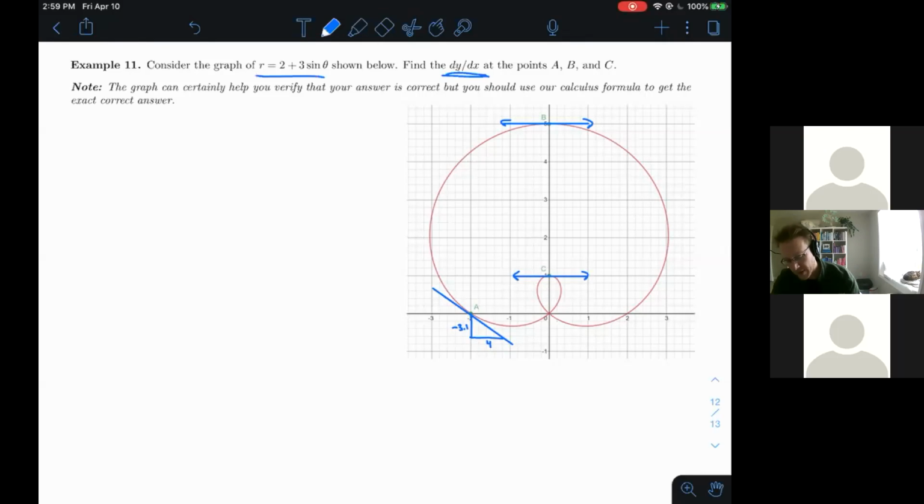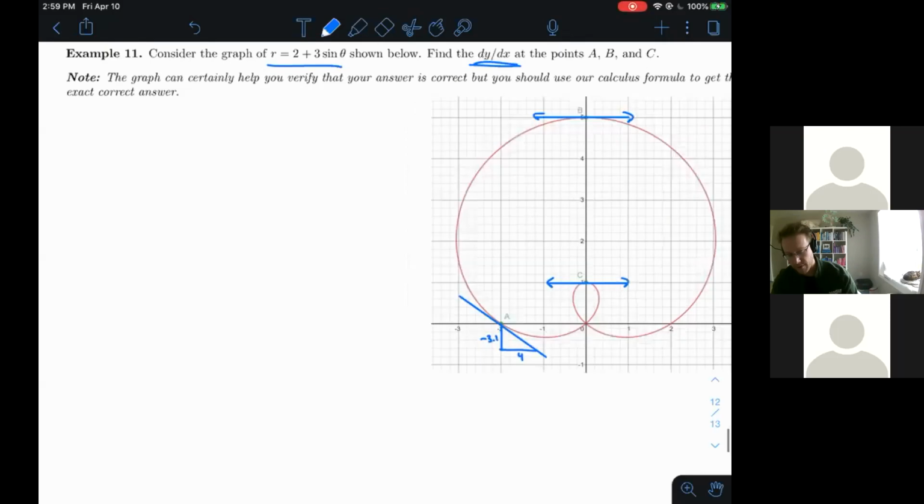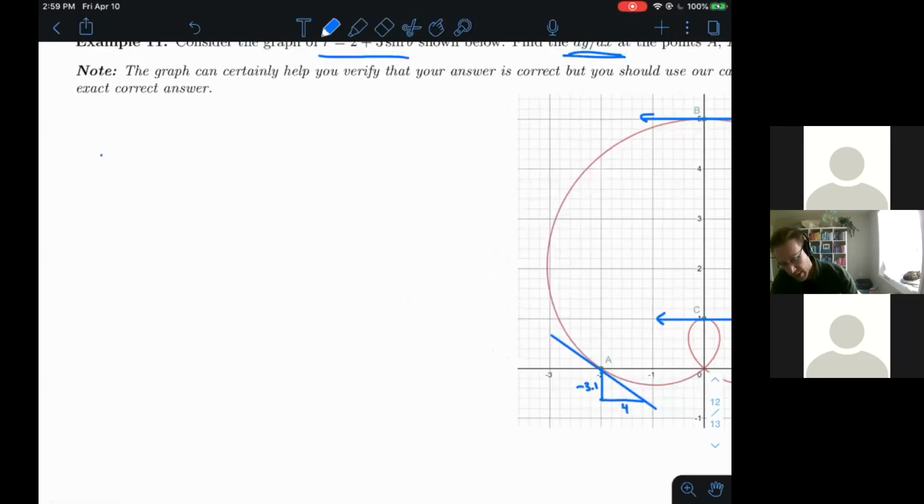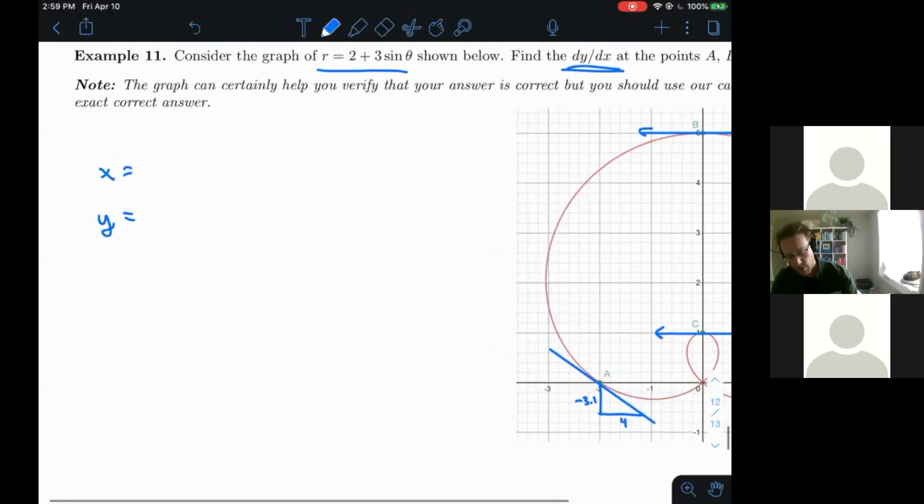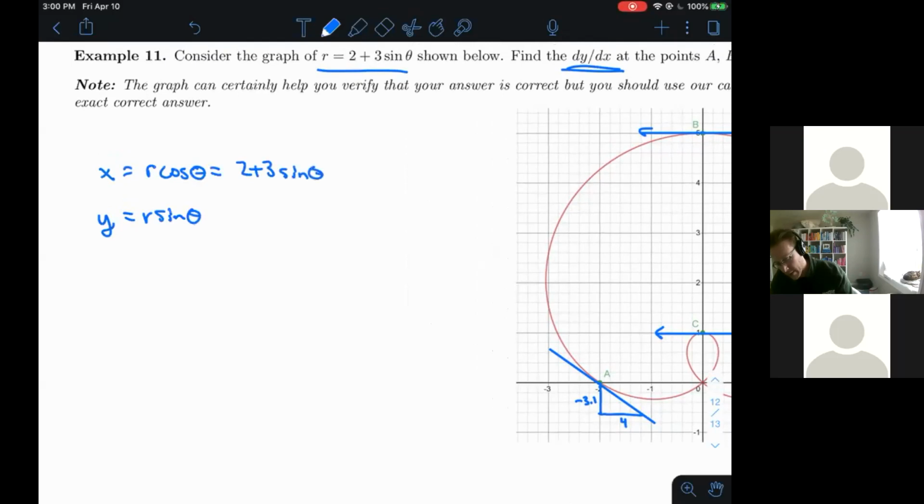So I have this equation here. Let's go ahead and plug it in and start to find the derivatives. Again, we need an x and a y equation parameterized just with theta. Normally x is going to be r cosine theta, and y is going to be r sine theta. But we're going to plug in our specific r value. So 2 + 3 sine theta is our r. Multiply that by cosine for x. And 2 + 3 sine theta is our r, and we need to multiply that by sine in order to get our y coordinate here.